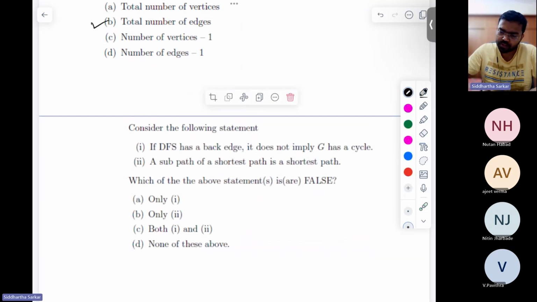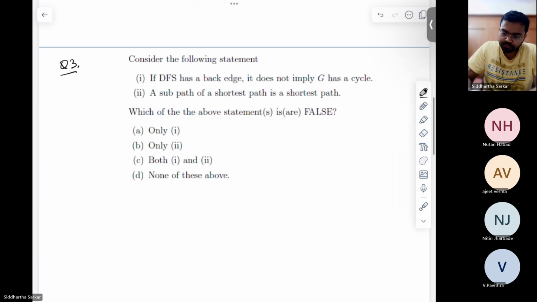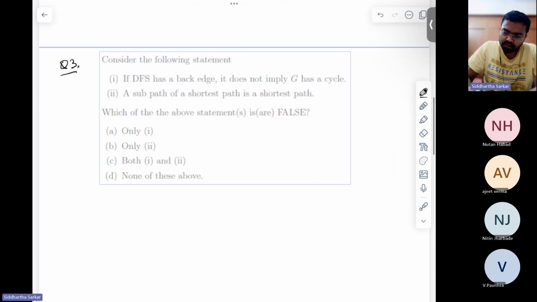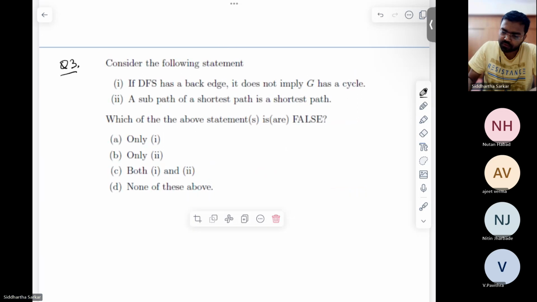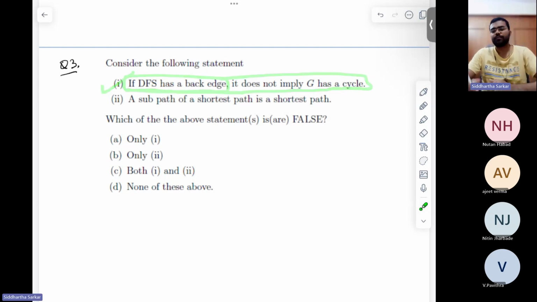So this is question 3. Consider the following statement. If a DFS has a back edge, it does not imply G has a cycle. So you are running the depth first search on a graph G, and you encounter a back edge, but that does not imply that G has a cycle.